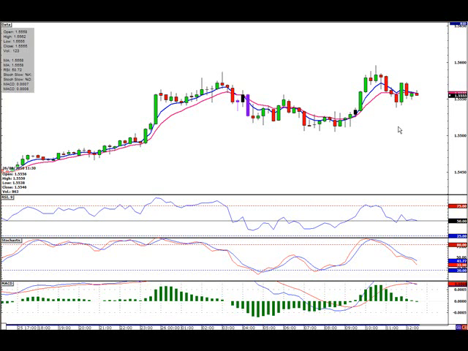Again, we had one signal, one fake out, but one real signal, one small win. And again, it's just another day in the trading world.